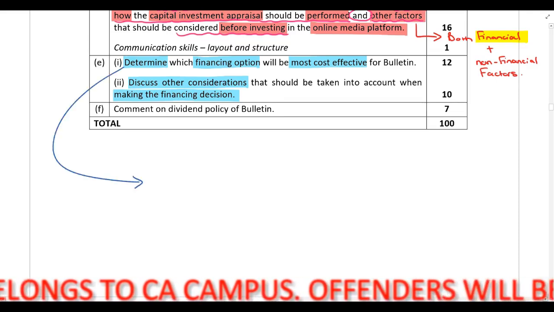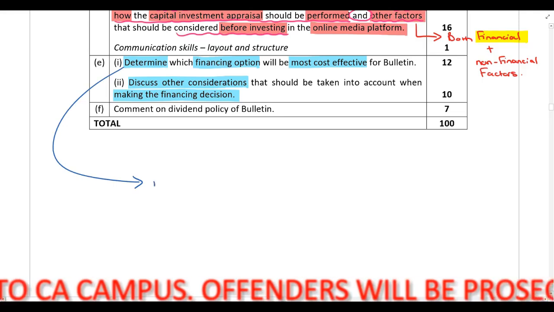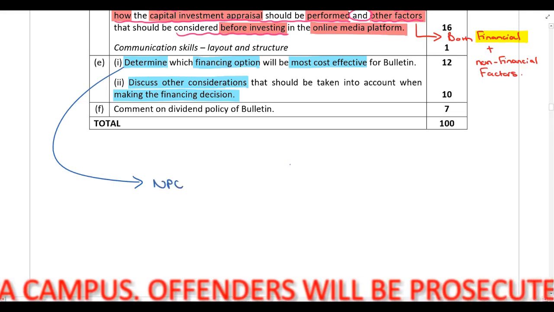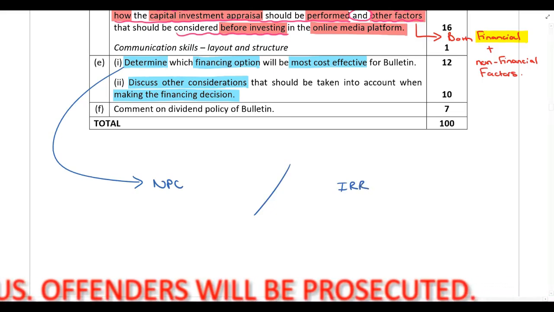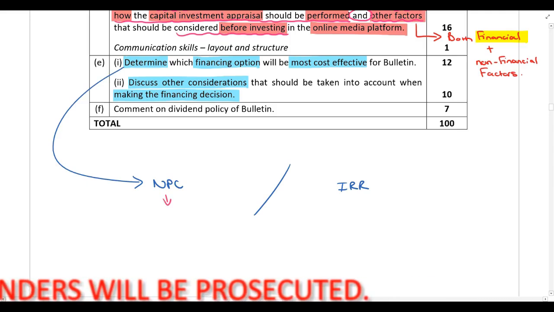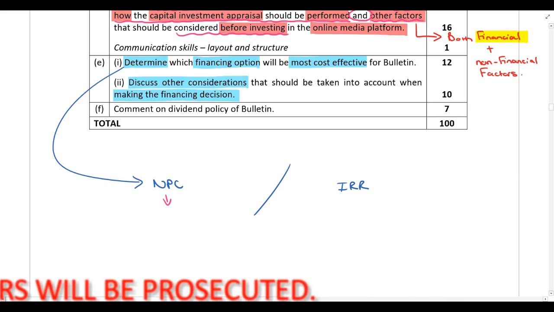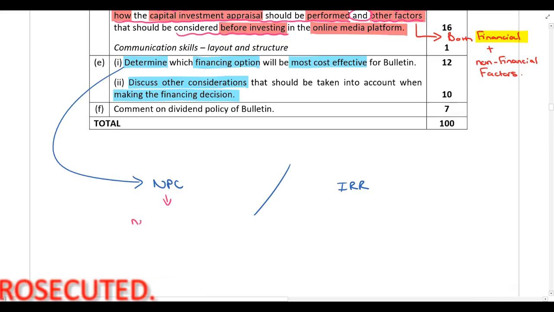Now guys, when performing this calculation, you have a choice. You can either calculate the net present cost or you can calculate the internal rate of return. Now, in order to calculate the net present cost, you need the after-tax cost of debt because we use the after-tax cost of debt as the discount rate when calculating the net present cost.